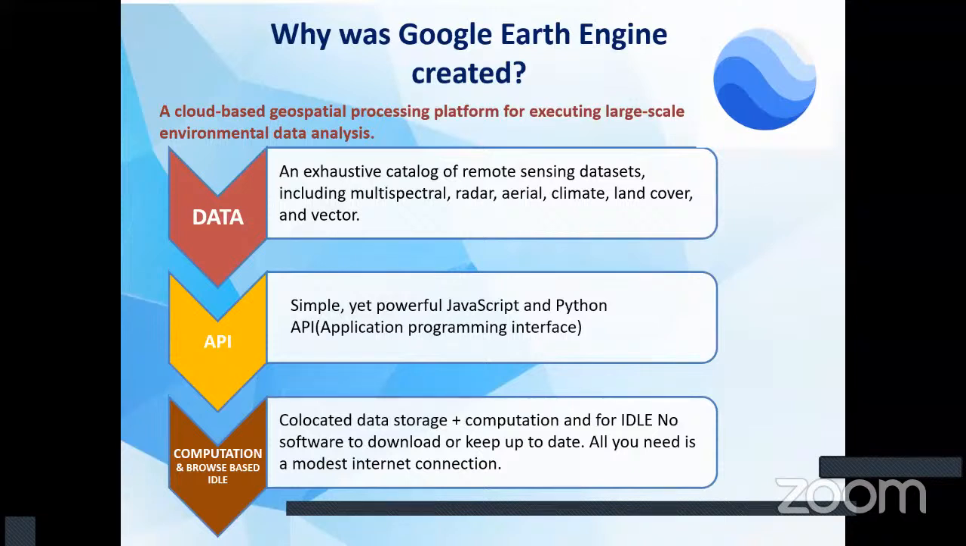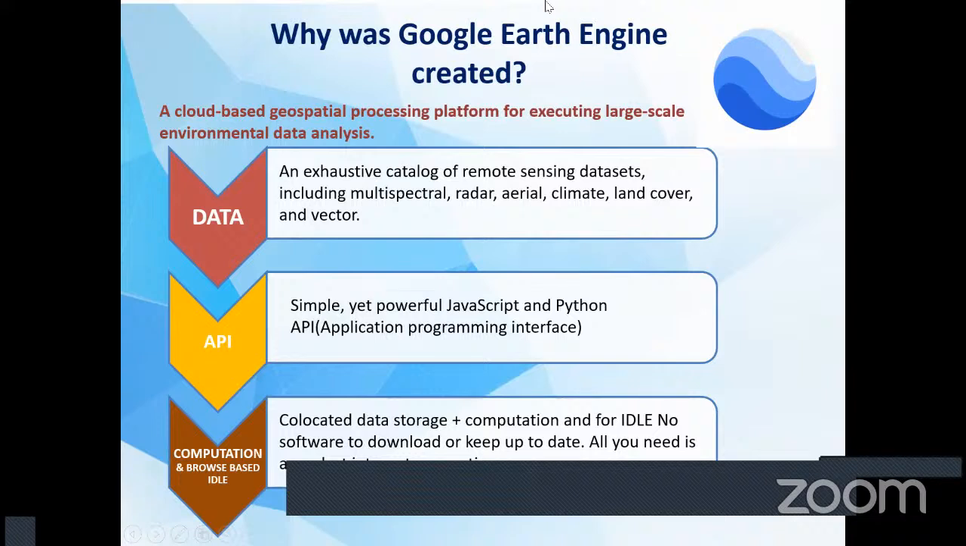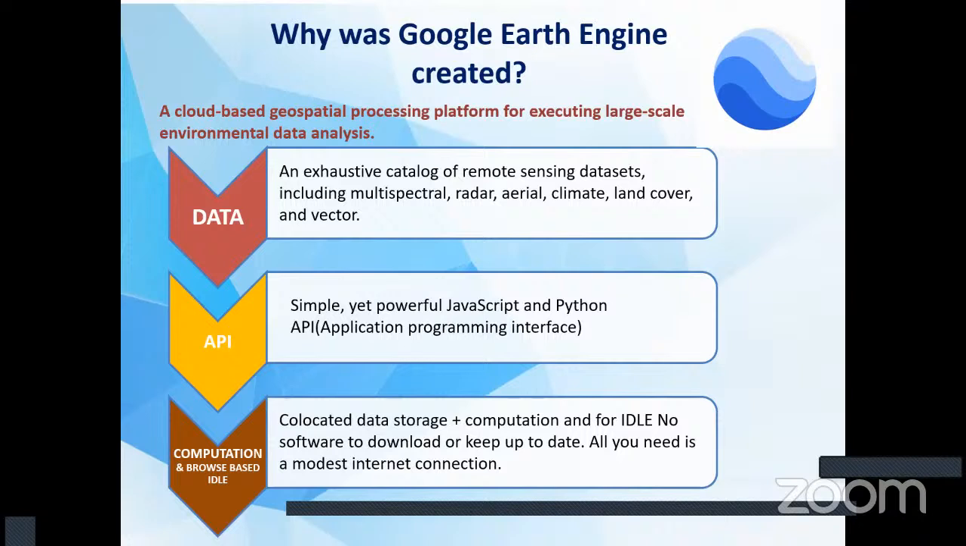Okay, so now let's move on. Google Earth Engine is developed in three patterns. Number one, data. Number two, API. And number three, computation and browser-based IDE. Data means there is a lot of data: multispectral, radar, aerial, climate, land cover, vector.